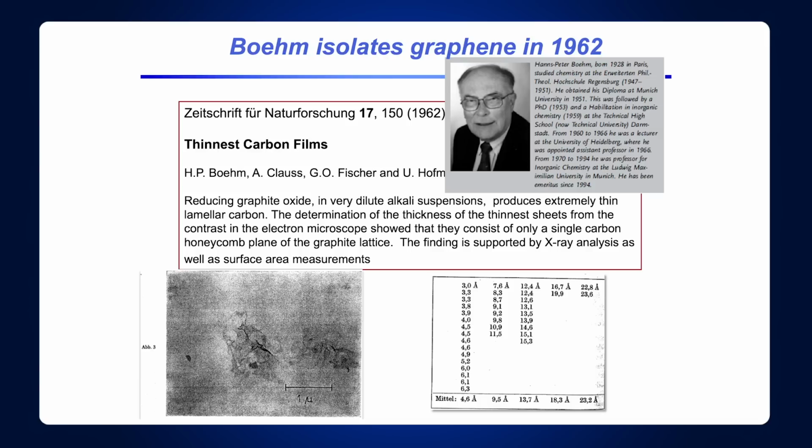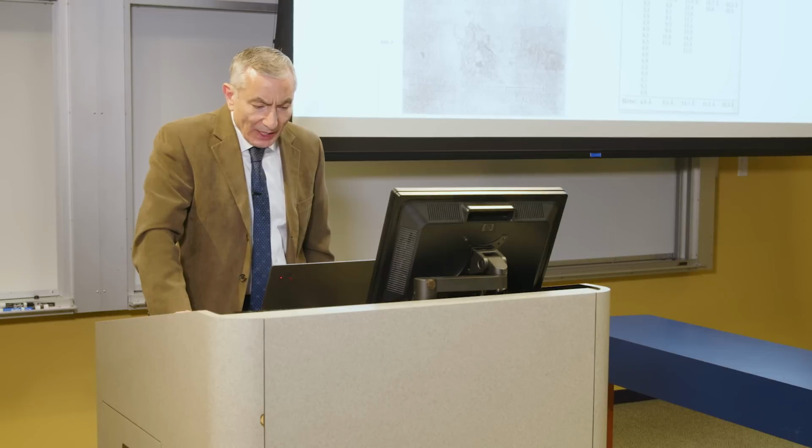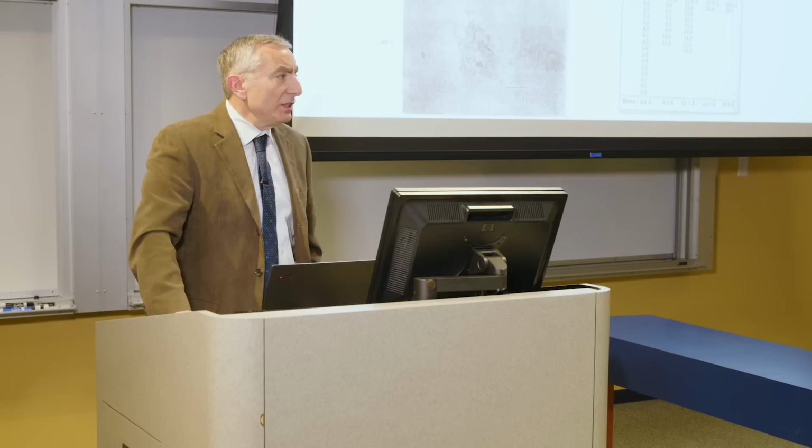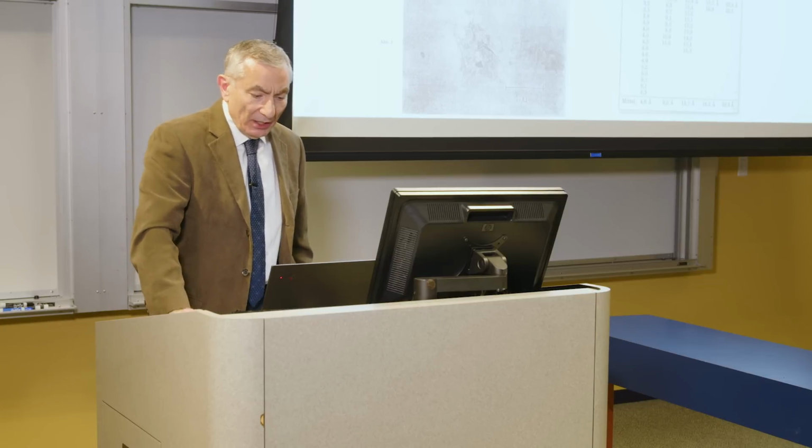This was first discovered in 1962 by Boehm, who just passed away recently. He discovered this and he actually named it graphene. However, it was rediscovered many years later, and he even has pictures of this, these scanning electron micrographic images of this, and this was in 1962.